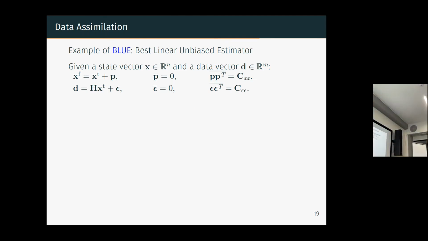This is the equation for the BLUE, the best linear unbiased estimator. You have some state vector x that you know imperfectly, because it's the truth plus some noise. You have some observation d, which has a link to the truth but also has some noise, so there is also some uncertainty. So you have two pieces of knowledge of the same thing.